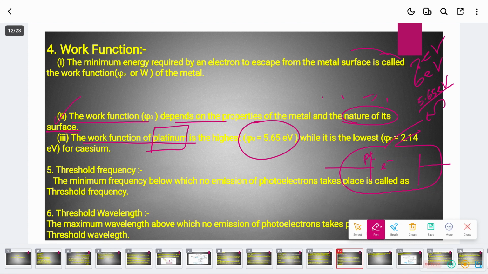Stand up. Tell what is the work function of platinum?